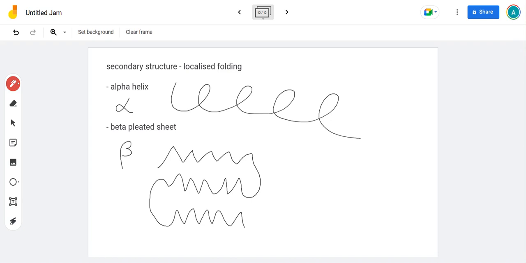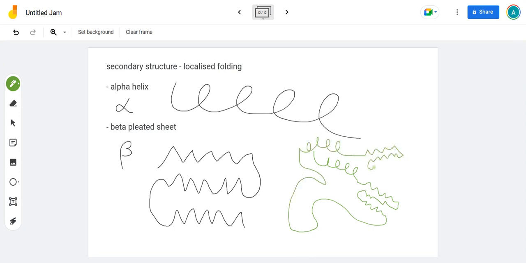So if we were to draw the whole structure, it might have a little bit of alpha helix, then another bit that's beta pleated sheet, and a bit that's got neither. It might have another bit of helix and another bit of beta pleated sheet, etc. So we've got this really long polypeptide with areas of localized folding. There's a little bit of folding there, there, and there. And the two examples of that localized folding are alpha helix and beta pleated sheet.